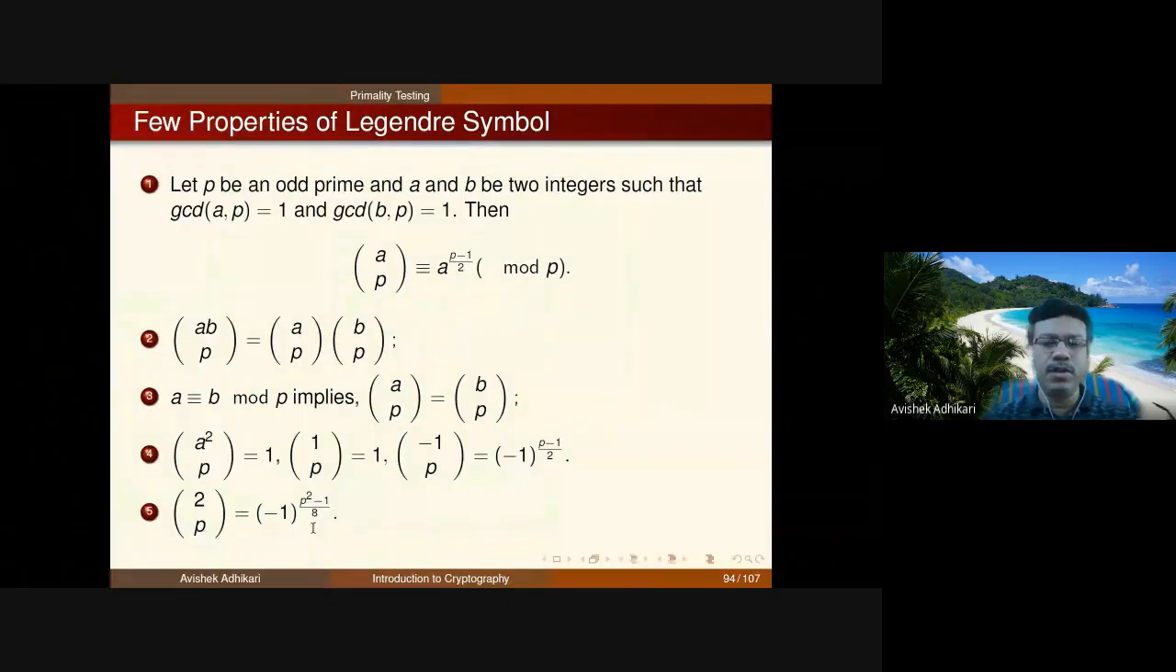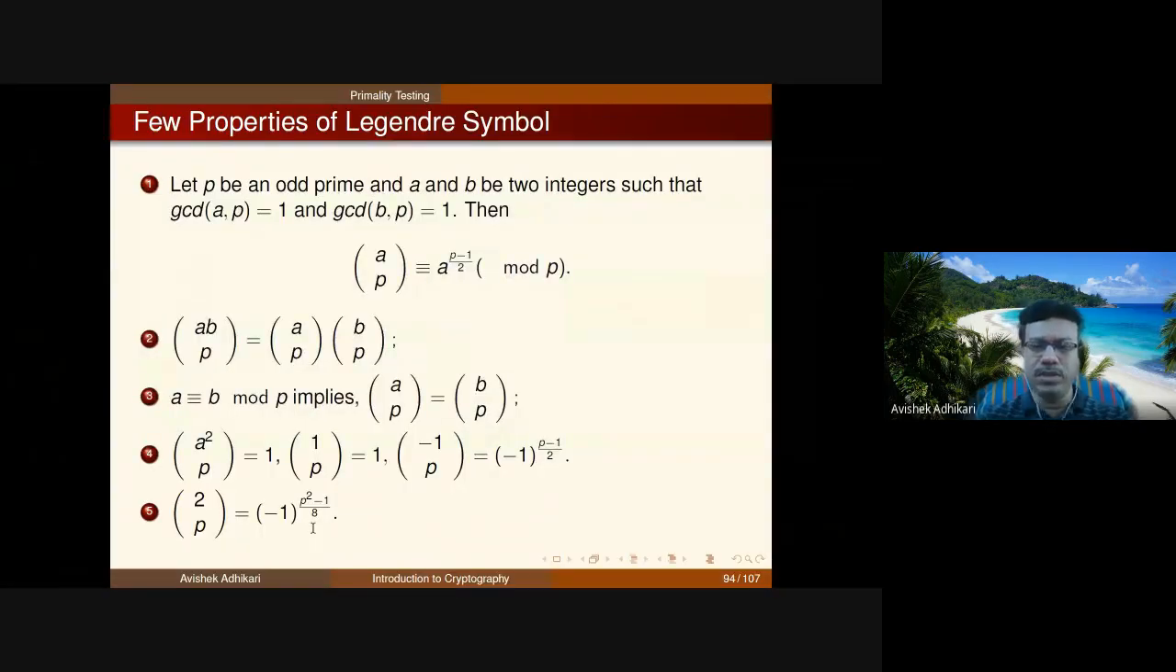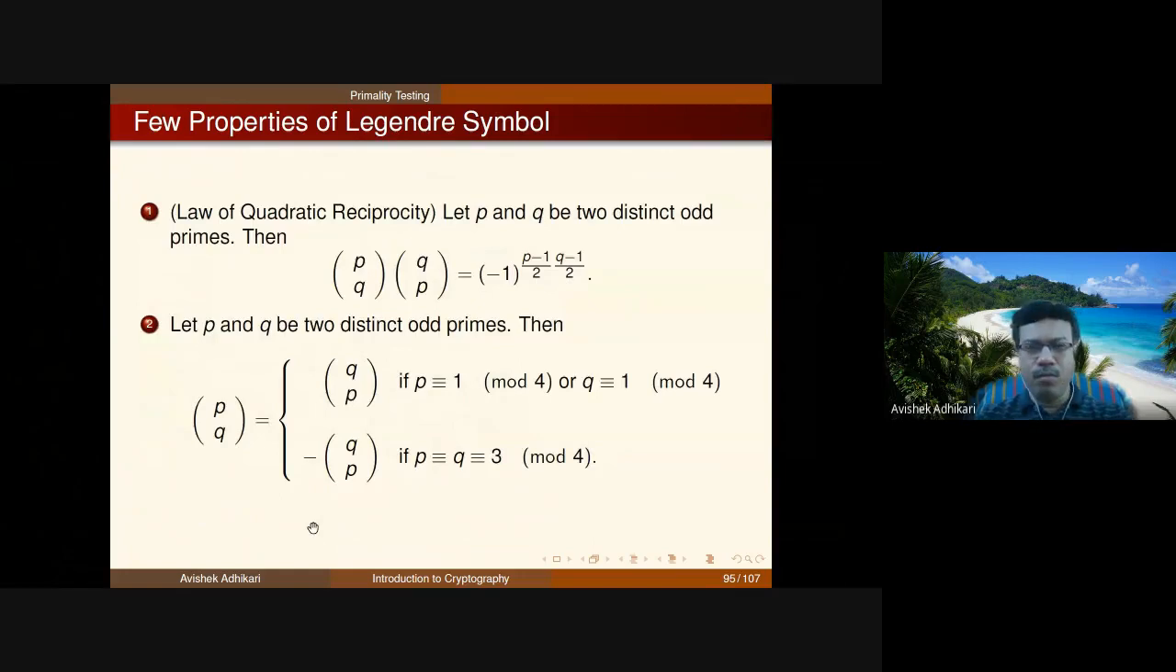So if somebody wants to have a look at this proof, he or she must look at my book or any number theory book, where they will find this easy proof. So I'm not going into the details of this proof. Okay. But most importantly, this law of quadratic reciprocity is playing the most important role. So while calculating this, this is very important and essential.